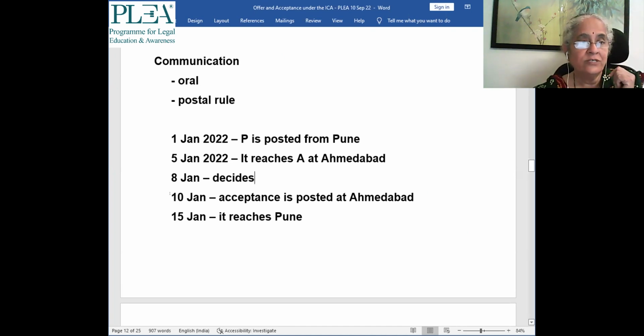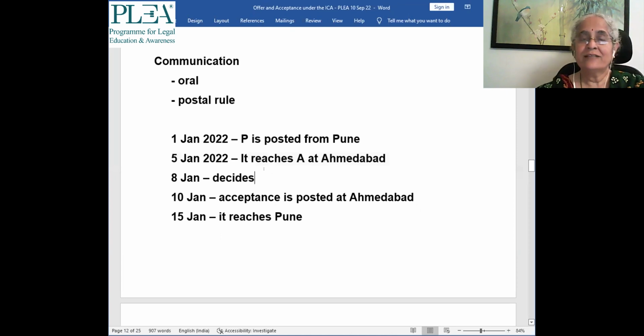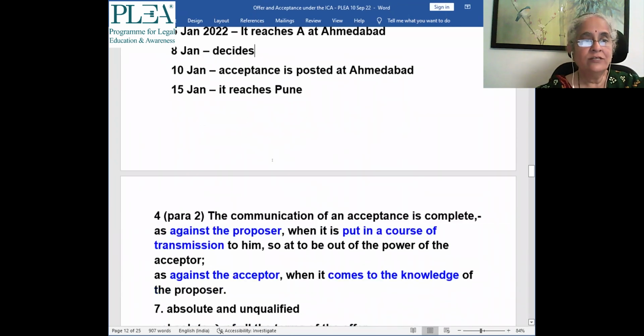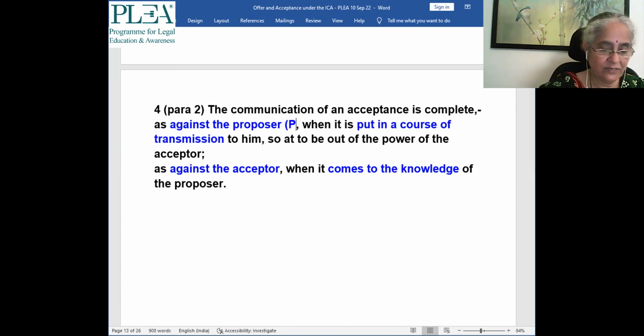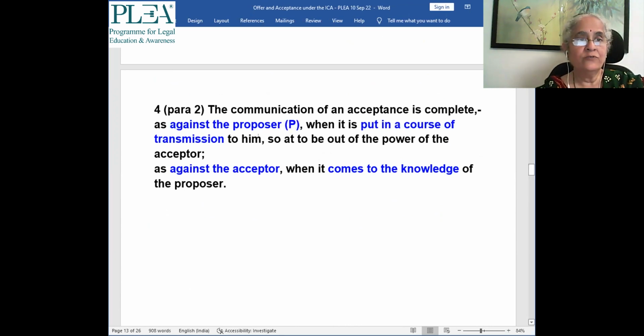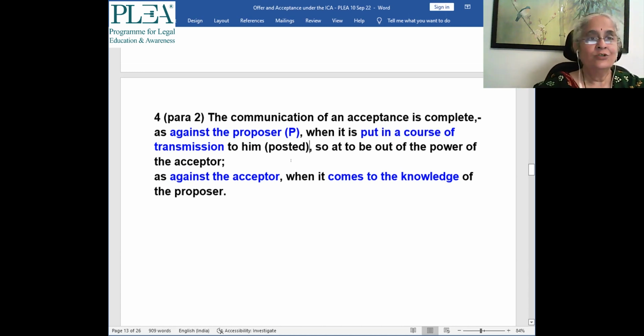And you will notice that this is the day the letter is posted, and this is the day that it reaches. Now, a proposal is communicated when it reaches, when it is received. But as regards acceptance, it is a converse rule. We call it the postal rule. So let us look at para 4, the second para of section 4. The communication of an acceptance is complete as against the proposer, who in our case is P, when it is put in a course of transmission to him, and that I will say when it is posted, so as to be out of the power of the acceptor. So let us go here.